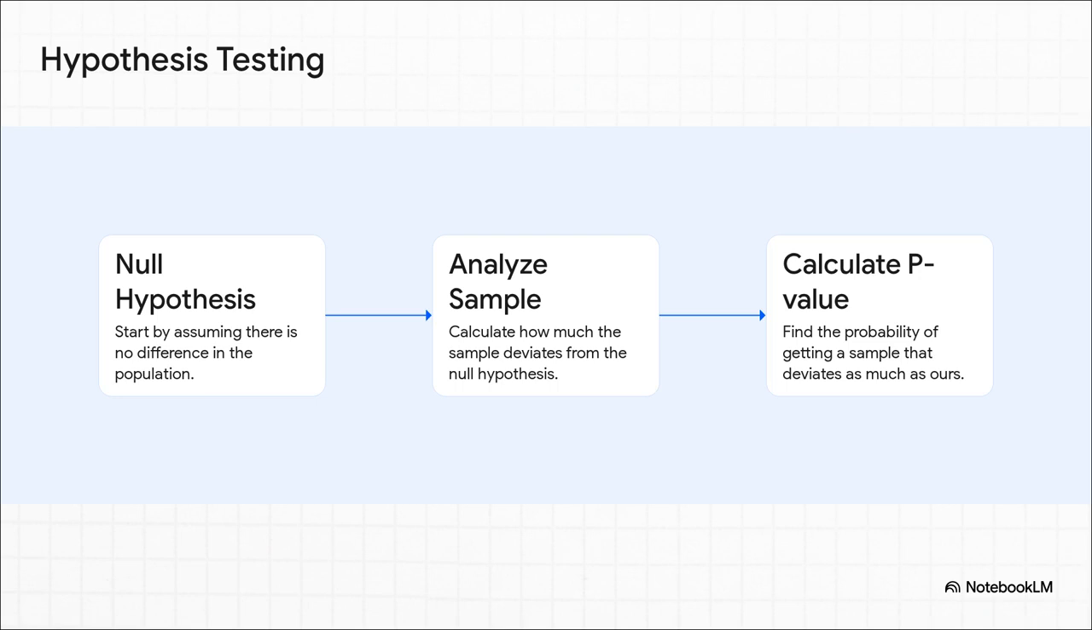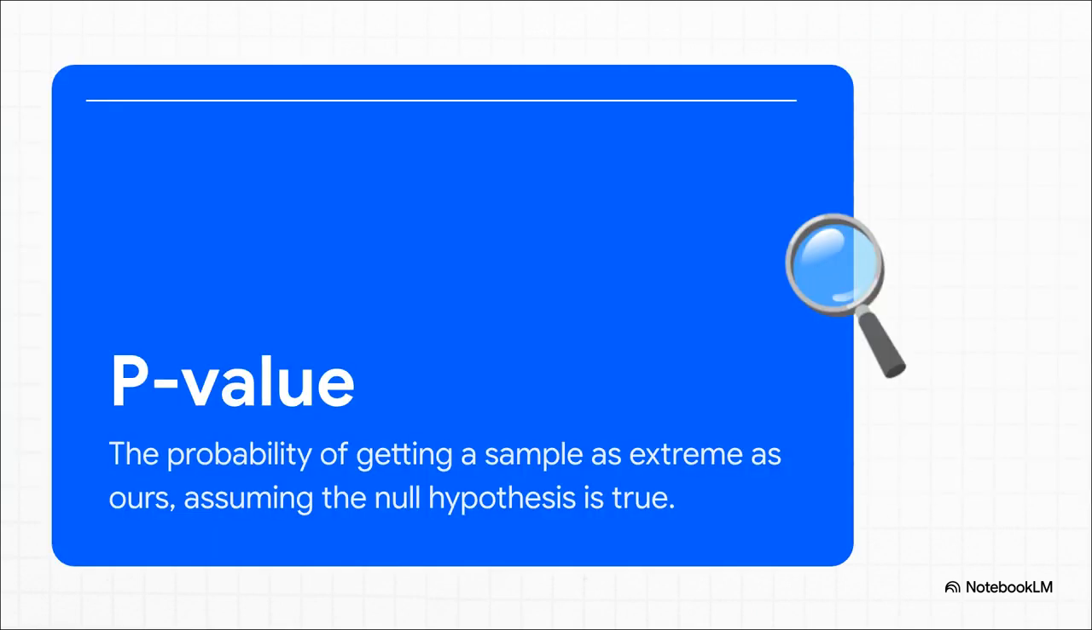First, you start by playing devil's advocate. You state what's called the null hypothesis, which is basically assuming your idea is wrong, that there's no effect or no difference. Second, you look at your sample data and see how much it disagrees with that no-effect world. And third, you calculate something called the p-value.